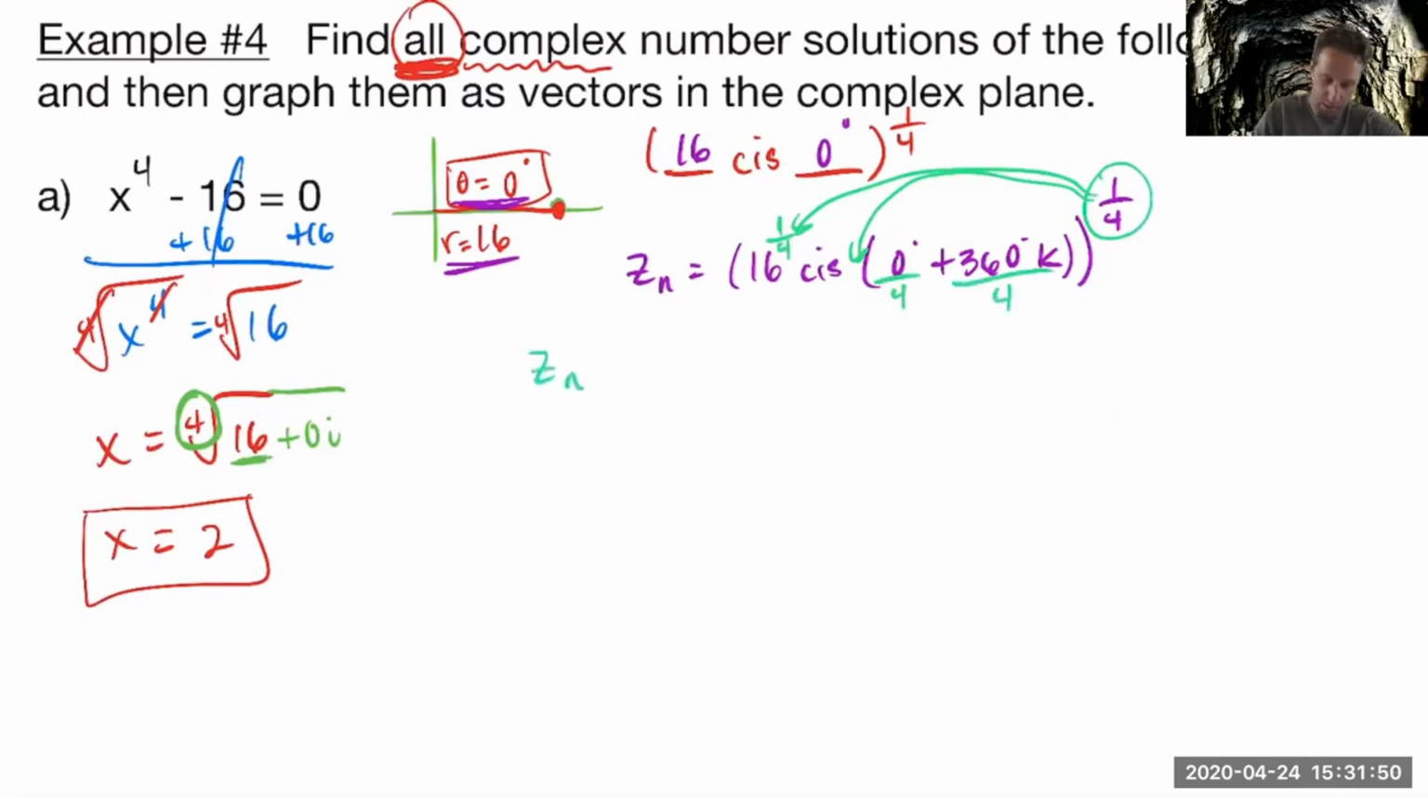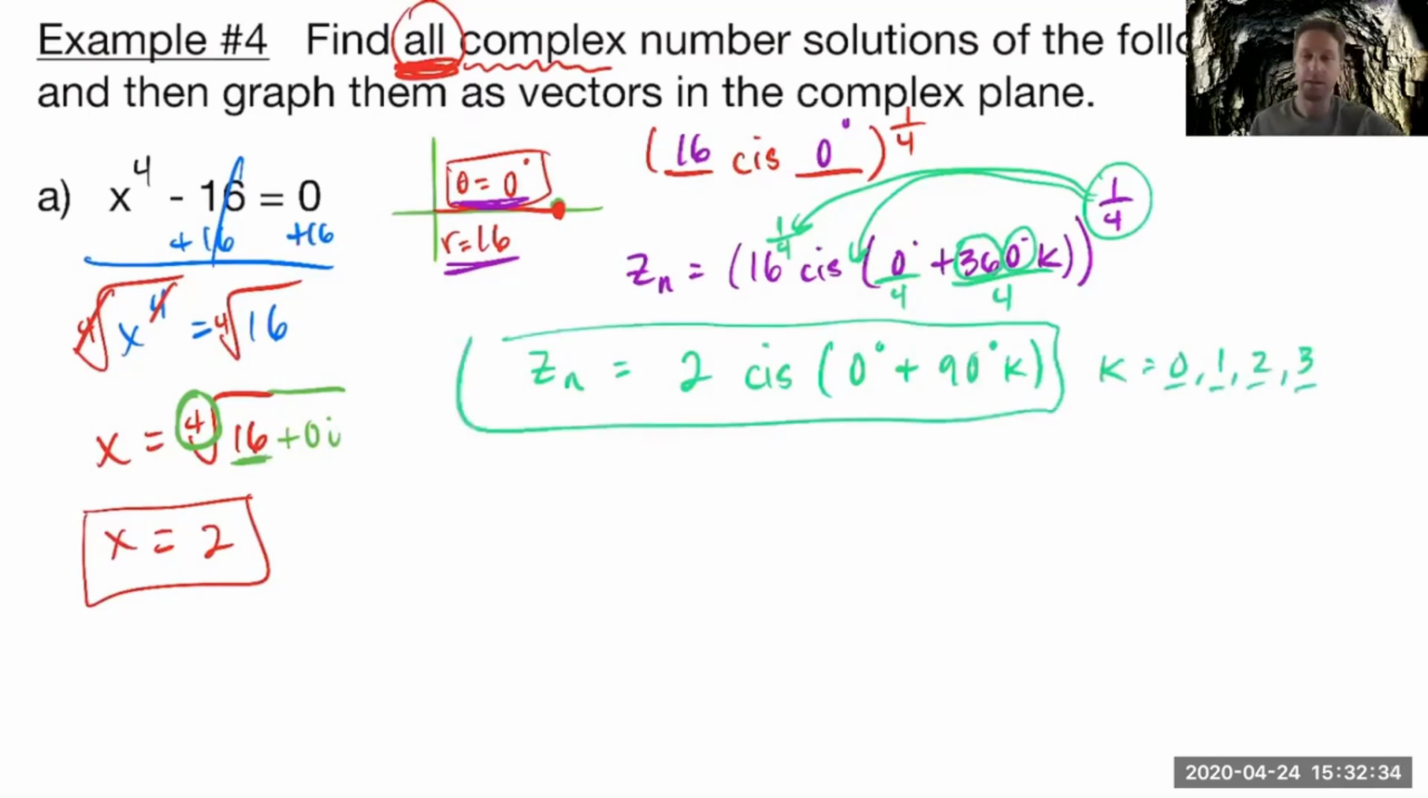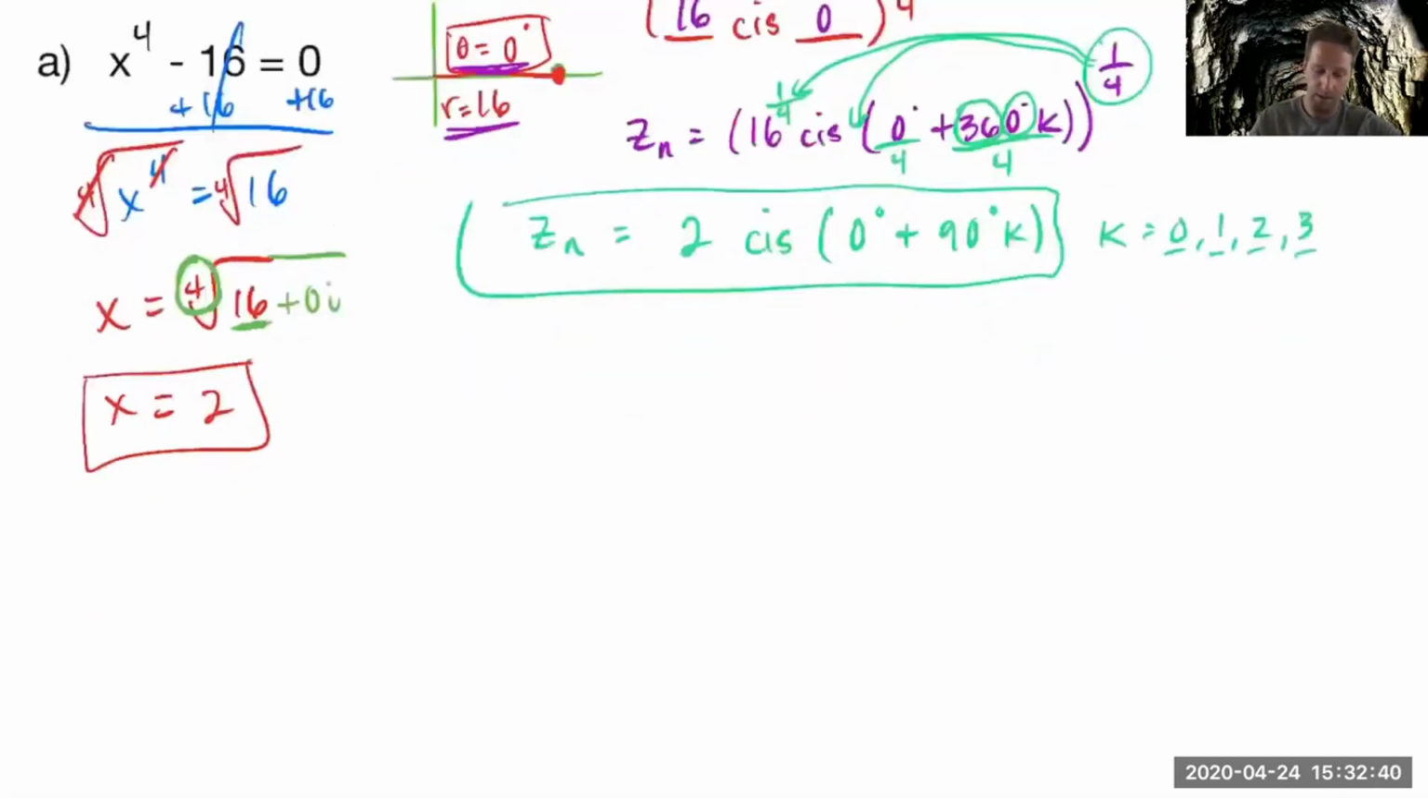And so the roots of these would be written in general as 16 to the 1/4, or the 4th root of 16, which would be 2, cis, my theta would still be 0, but instead of actually adding 360, because I need to get 4 answers, I'd have to divide that by 4, and I know 4 goes into 36, 9 times, and 0, 0 times. And I would let k be 0, 1, 2, and 3 to get my 1, 2, 3, 4 answers. That's it, other than the finishing touches. Of course, we would have to expand this out and give them all 4 answers.